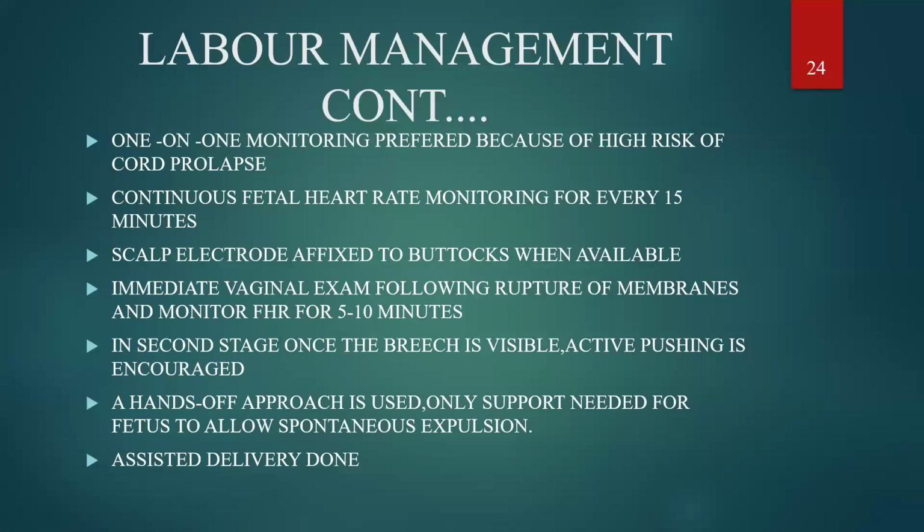So once you have decided, okay, we are monitoring our woman, you need one-on-one monitoring for her, preferably, unless of course you are short staffed, but as much as possible, one midwife should be assigned to her. Because of the high risk of cord prolapse, you do continuous fetal heart rate monitoring or every 15 minutes monitoring with an intermittent device, and then you place a scalp electrode on the buttocks. Try to avoid the genitalia. That's if you have that available in your facility.